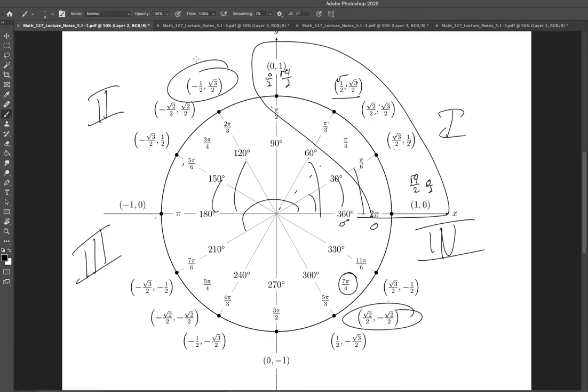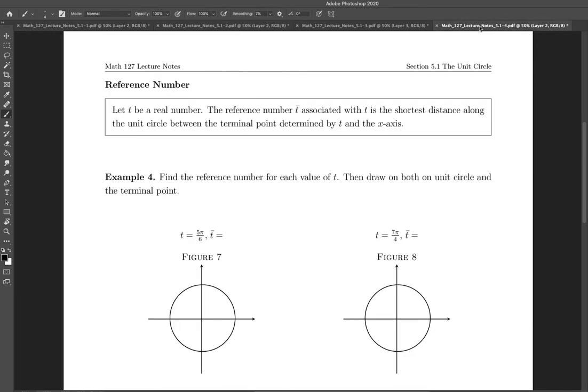All you have to then know is recognize when is x positive, when is x negative, when is y positive, when is y negative. And so the reference angles are super useful when calculating everything. So here we're going to say the reference number is t, so let's go through this.